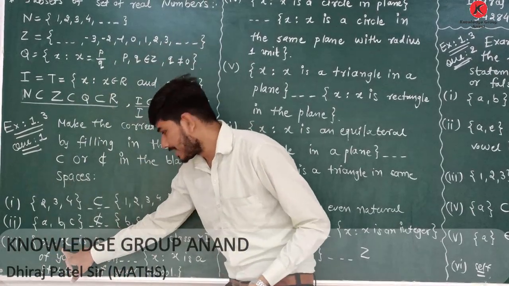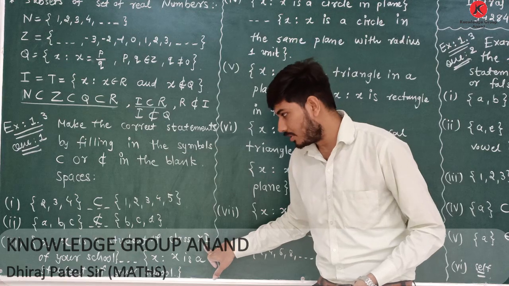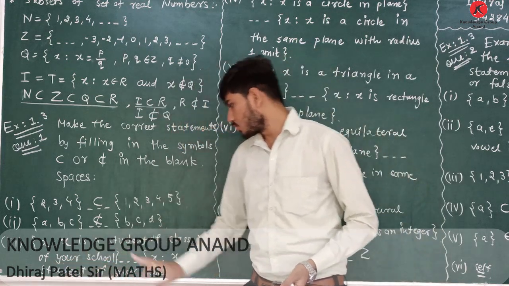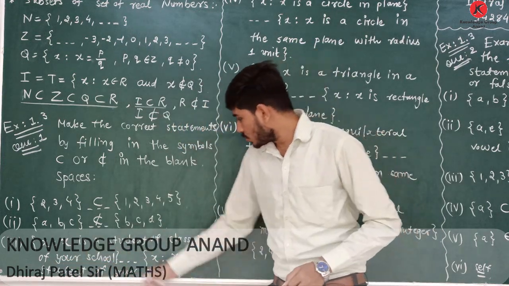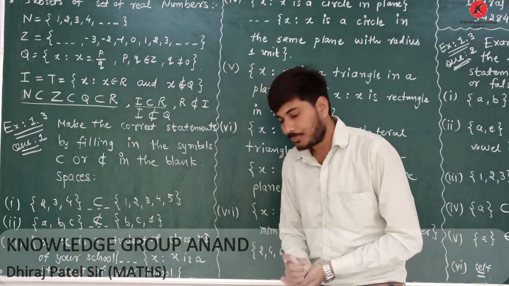Therefore, we can say that it is the subset. This set is a subset of this set. Okay. Now the second question, {A, B, C} blank {B, C, D}.